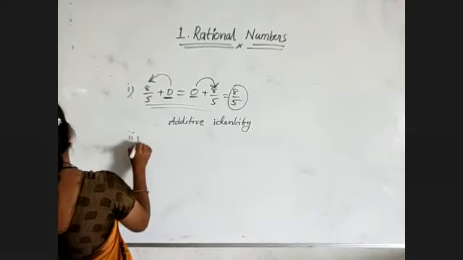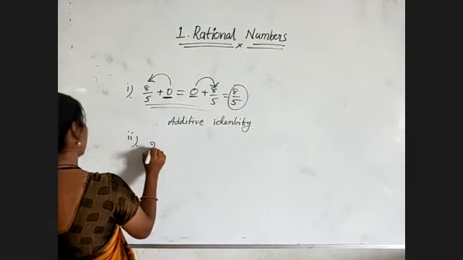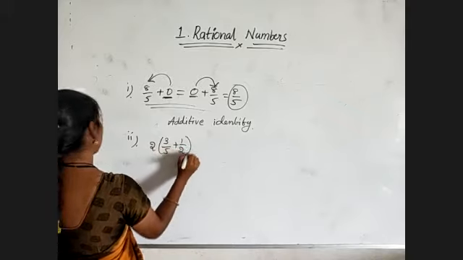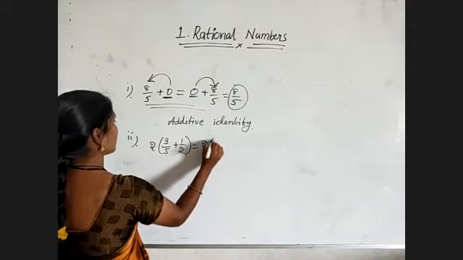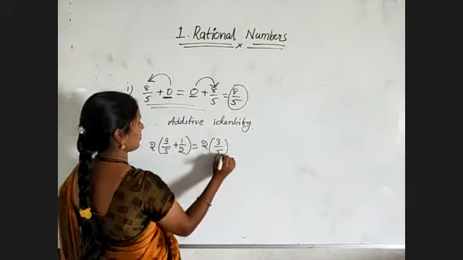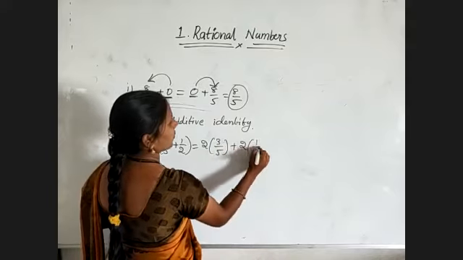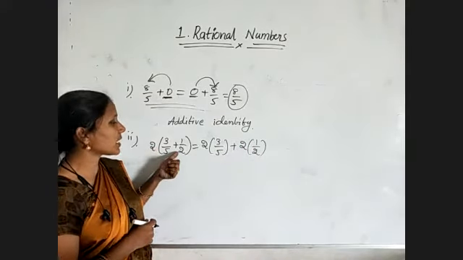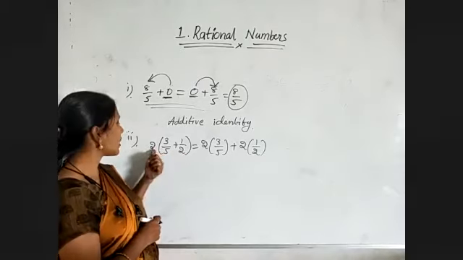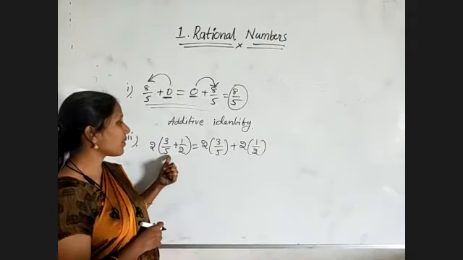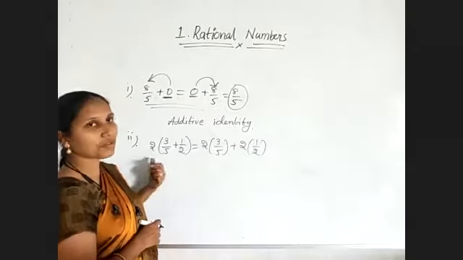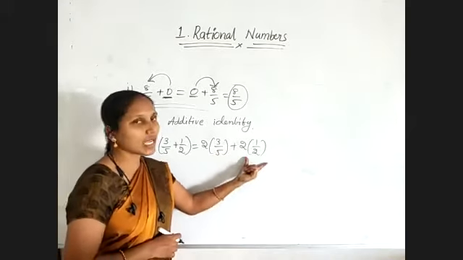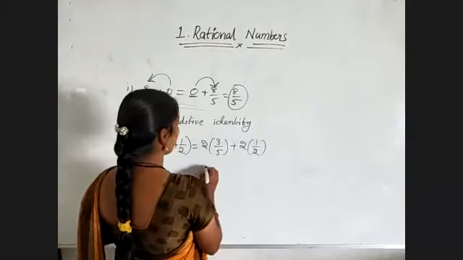And coming to the second, just observe here, just now I told you, into and plus operations are both there. 2 is distributed over 3 by 5 and 1 by 2. So this is in the form of A into B plus C is equal to AB plus AC. So it is the distributive property.